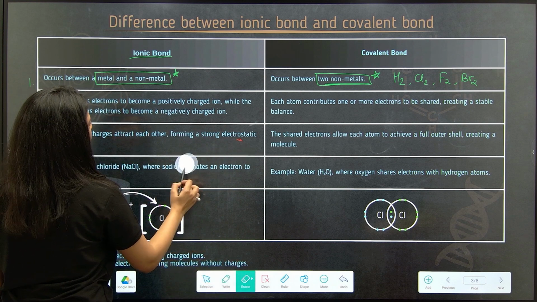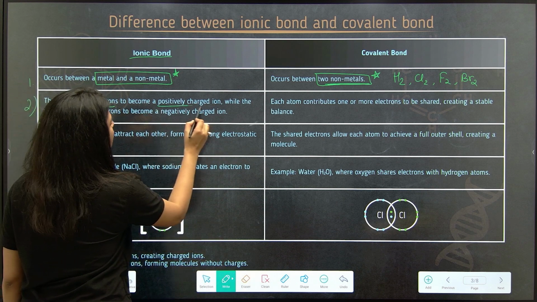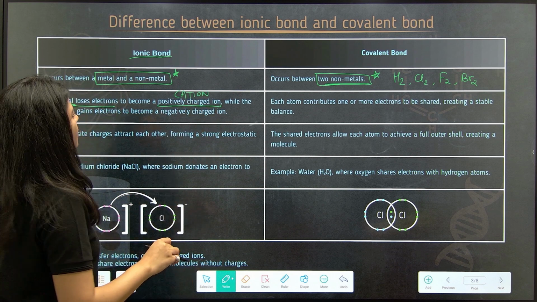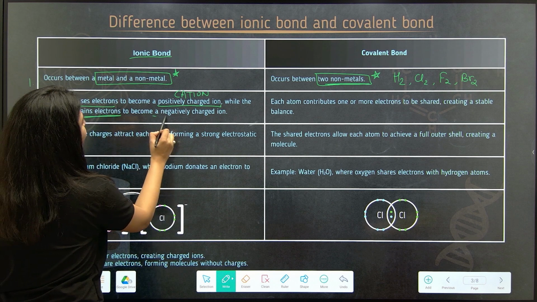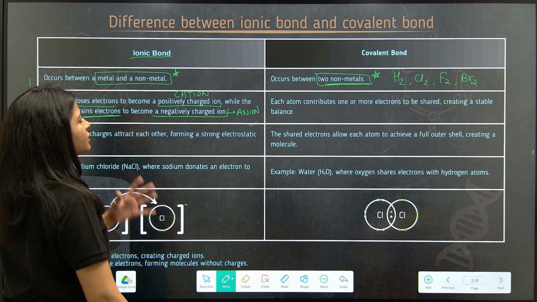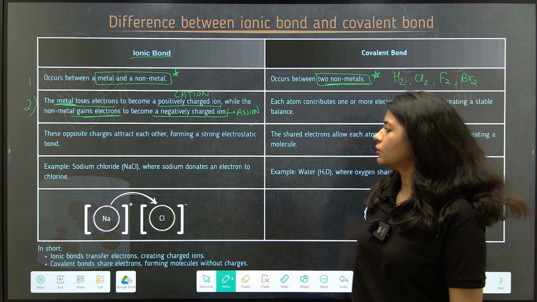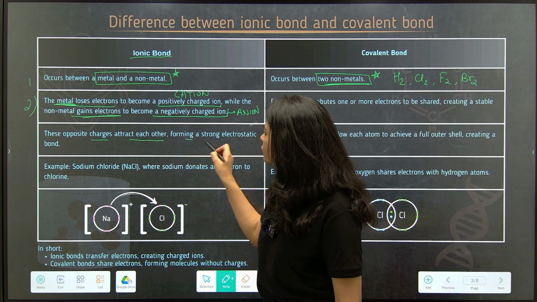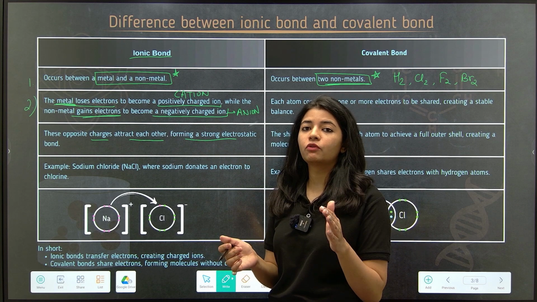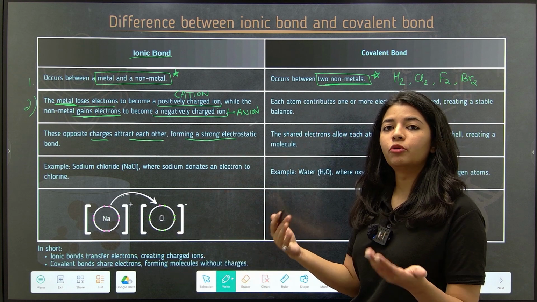So let's read the second point quickly. The metal loses electron to become a positively charged ion, which is also known as cation, right? Positively charged ion is nothing but cation, while the non-metal gains electron to become a negatively charged ion, which is anion. This is what I told you initially, that a bond between cation and anion is ionic bond, right? These opposite charges attract each other, forming a strong electrostatic force of attraction. If you have watched our previous video, then you will understand these points very well. We have discussed each of these points in an elaborate way.